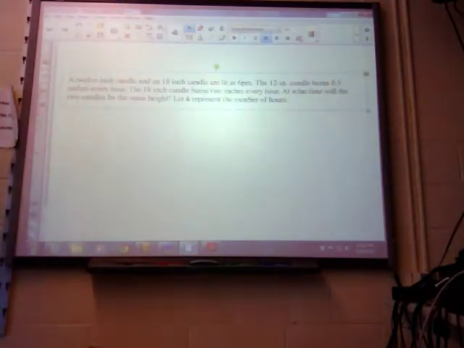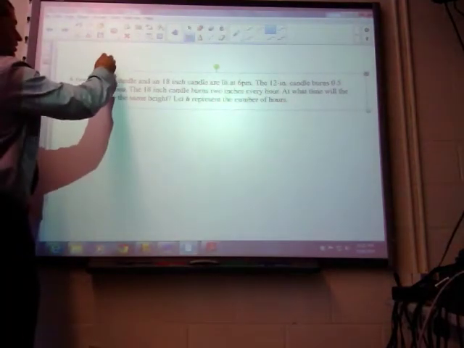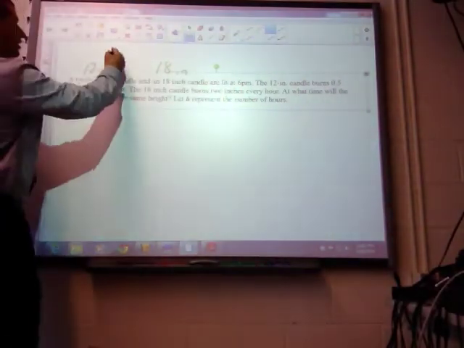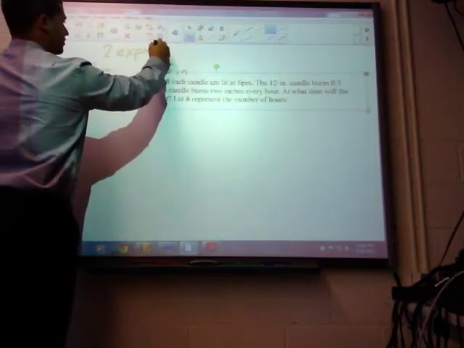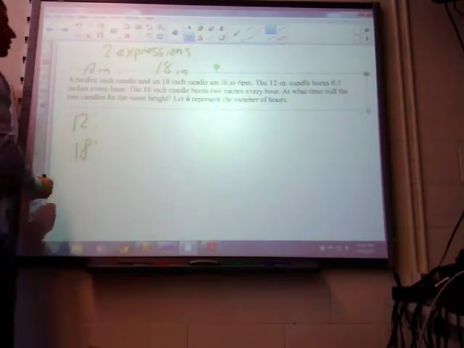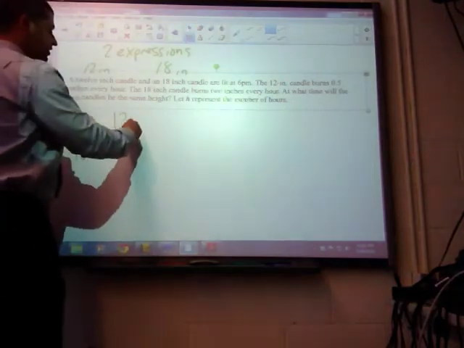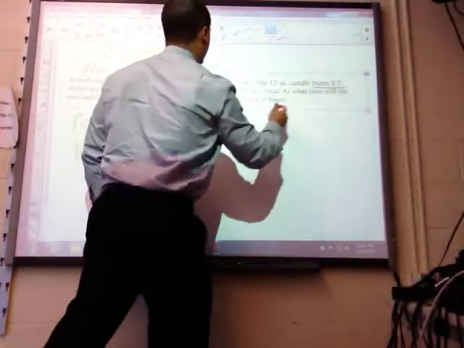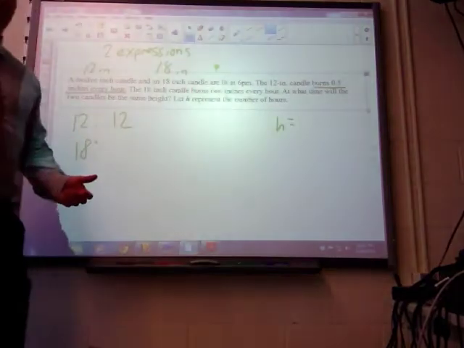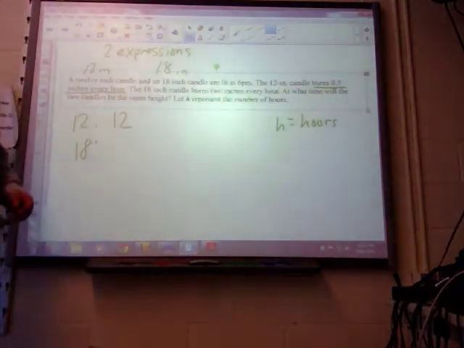A 12-inch candle and an 18-inch candle are lit at 6 p.m. The 12-inch candle, okay, so again we have 2 things happening. We have a 12-inch and an 18-inch. So we have 2 expressions. The 12-inch candle burns at 0.5 inches every hour. So we're going to start with a 12-inch candle. And it's burning at 0.5 inches per every hour. So we're going to say H hours is our variable. And we're burning at 0.5 inches.